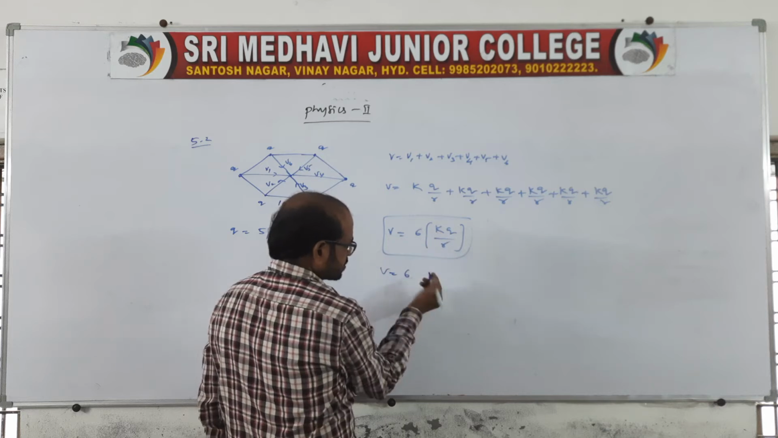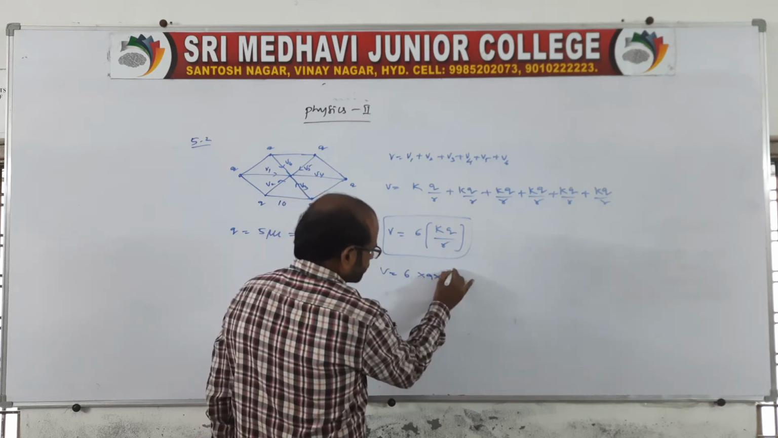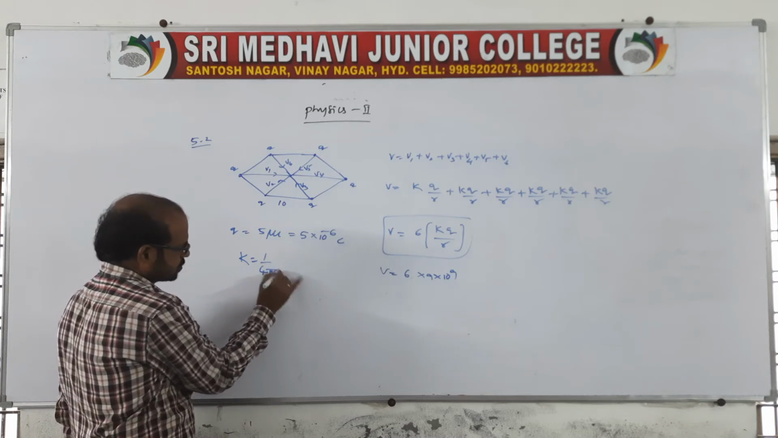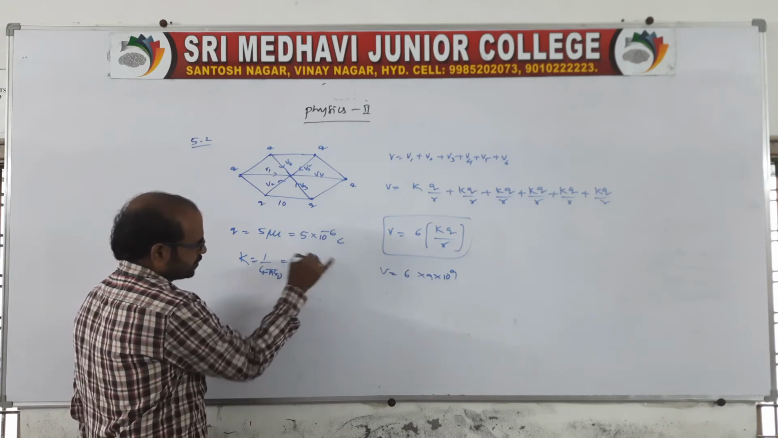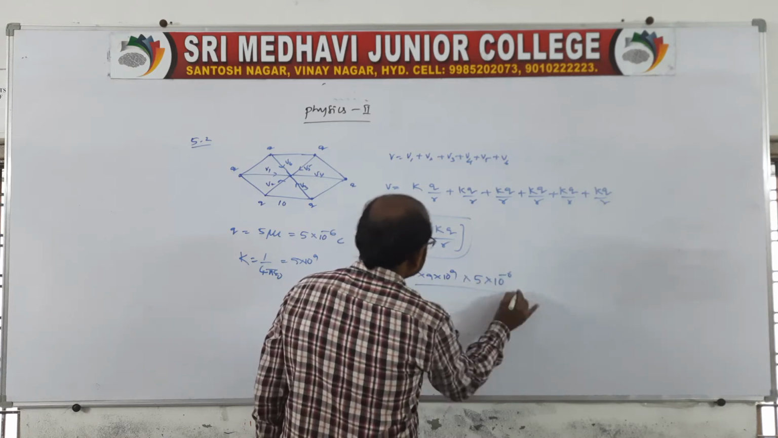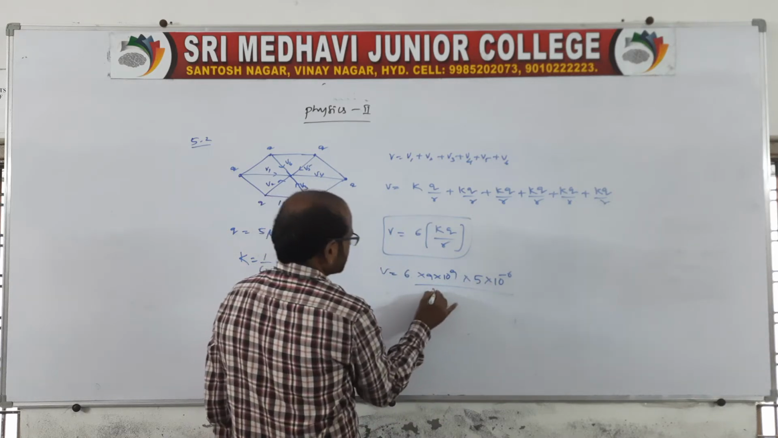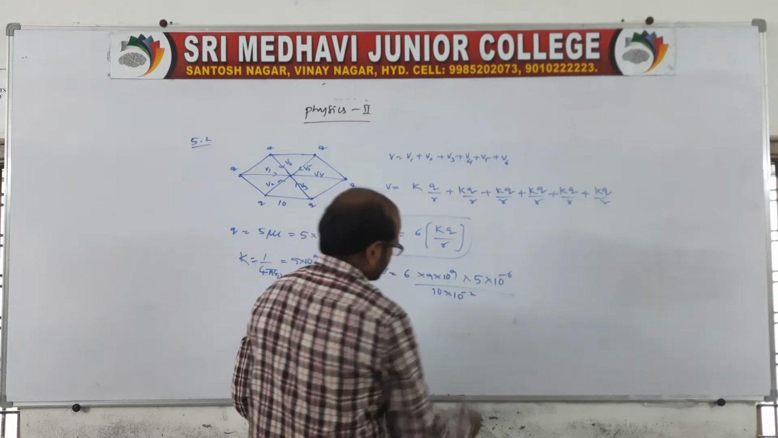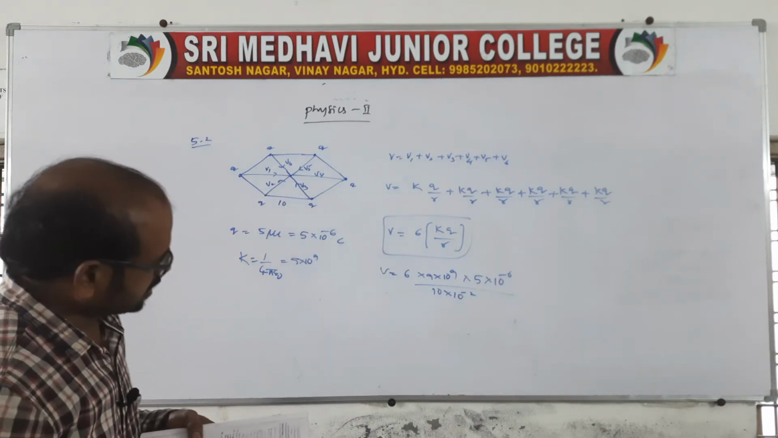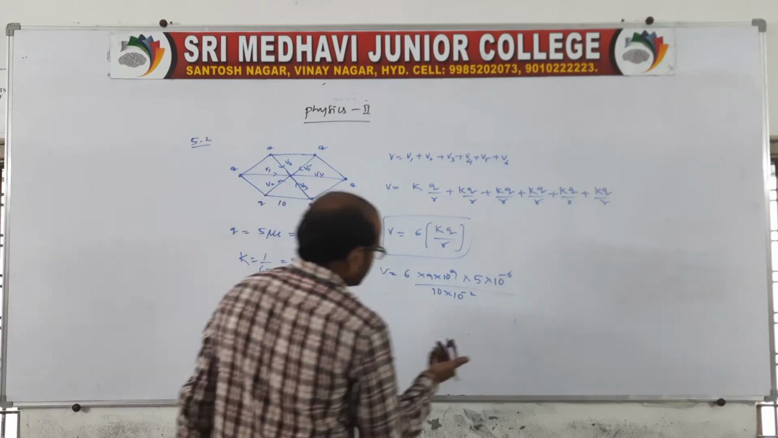K Q by R. K is nothing but 9 into 10 power 9, because K is the value 1 by 4 pi epsilon naught. So you take 9 into 10 power 9, and the Q value we know is 5 into 10 power minus 6, by distance, which is given as 10 centimeter, no? 10 into 10 power minus 2 you take. Right? It is a very simple calculation. If you go through like this, we'll get the final answer.